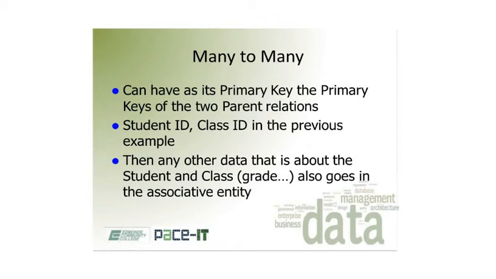Any other data that's about the student and class or grade also goes in the associative entity. So you want to be careful and make sure that any and all data that's in an associative entity is about the combination of the two entities that have the many-to-many relationship.